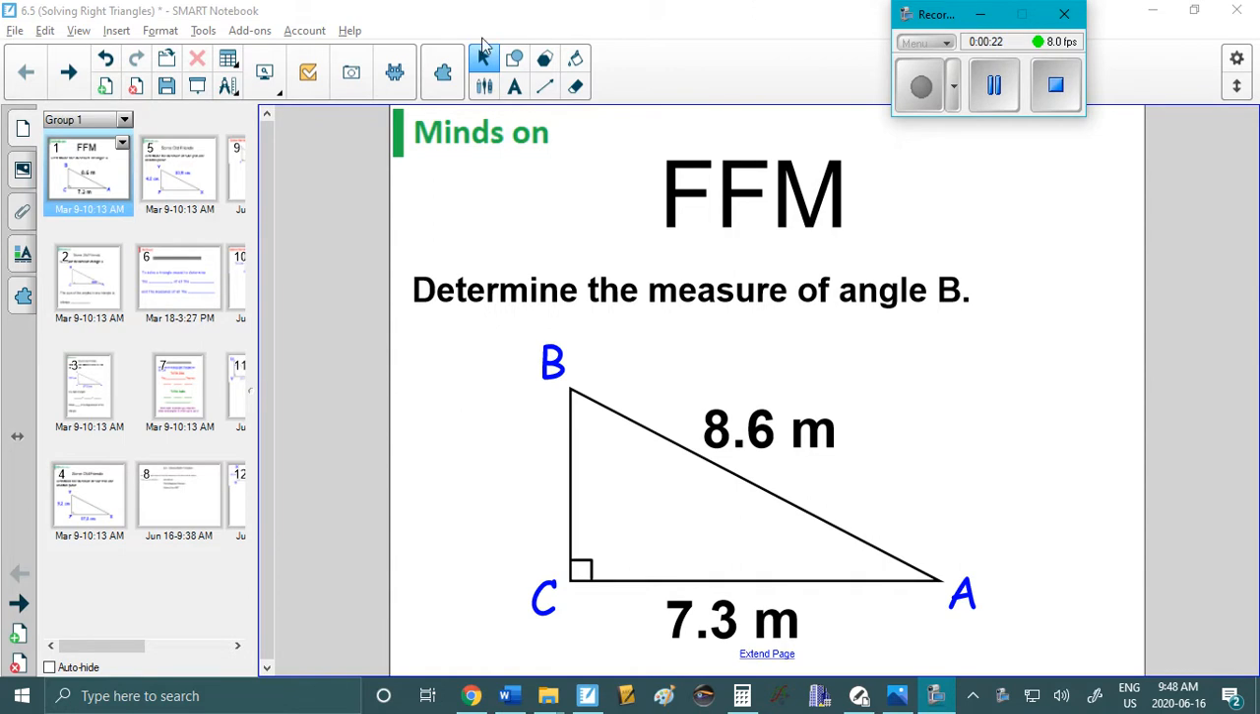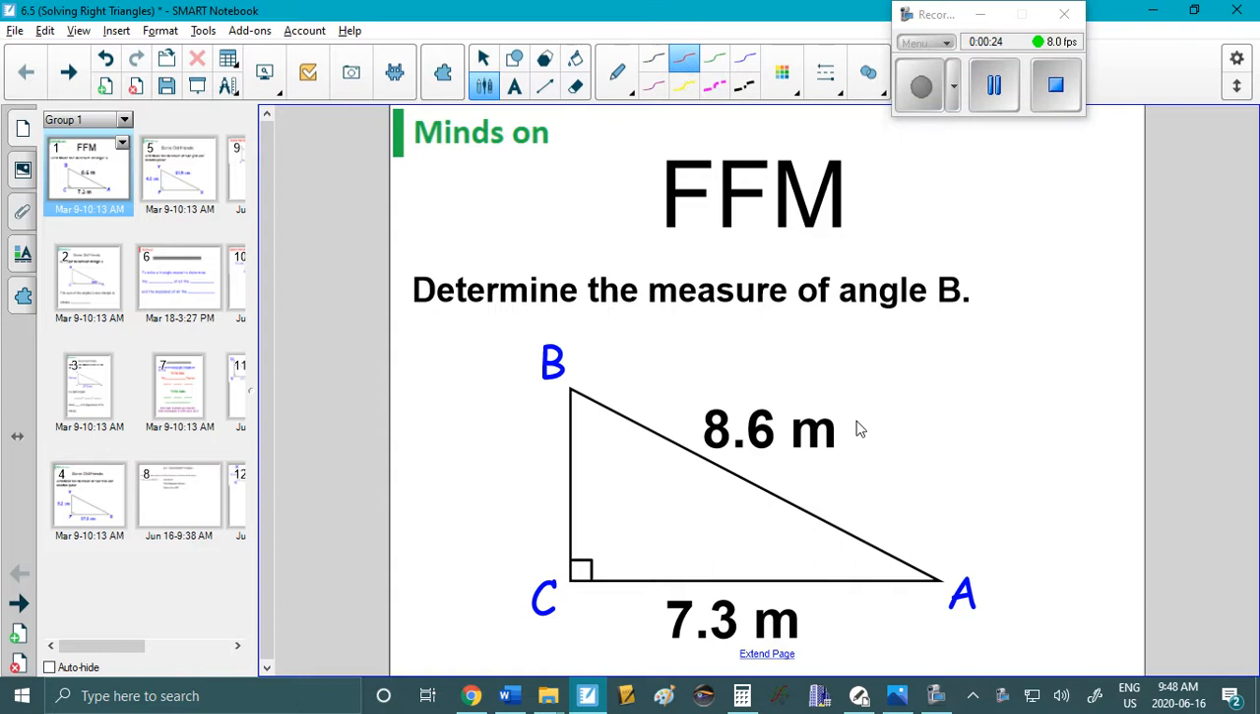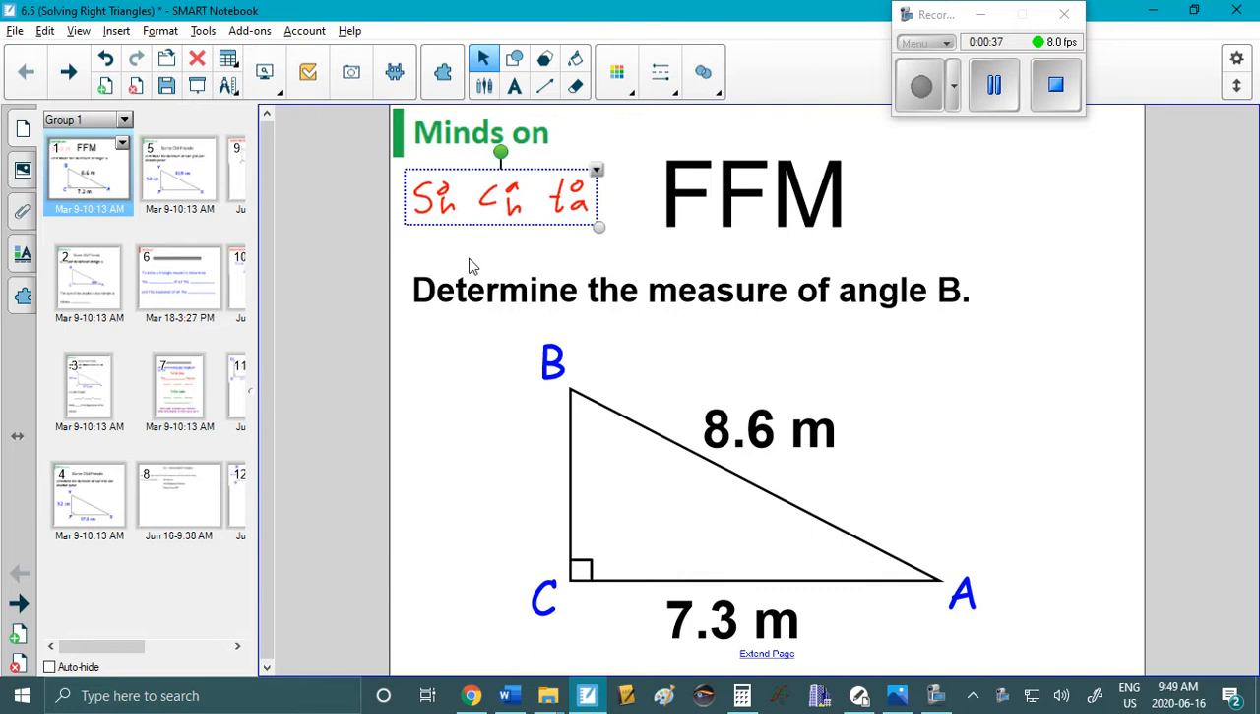All right, so we are asked to determine the measure of angle B. This is our opening question. I would love, as always, if you could pause and try this. So here's SOHCAHTOA. You really should remember that. Determine the measure of angle B.